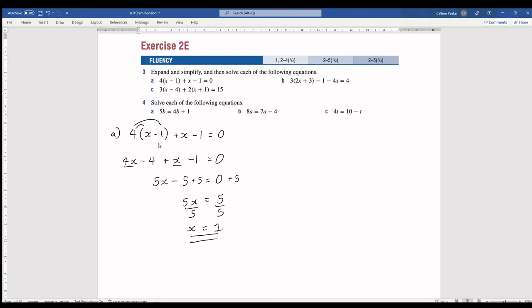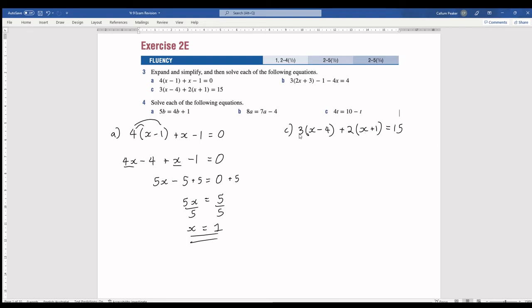I'll just do question C, and I want you to notice for question C that there are 2 bracketed terms in this problem, so we're going to have to be careful in how we solve this. So 3 outside of x minus 4 plus 2 outside of x plus 1 is equal to 15.